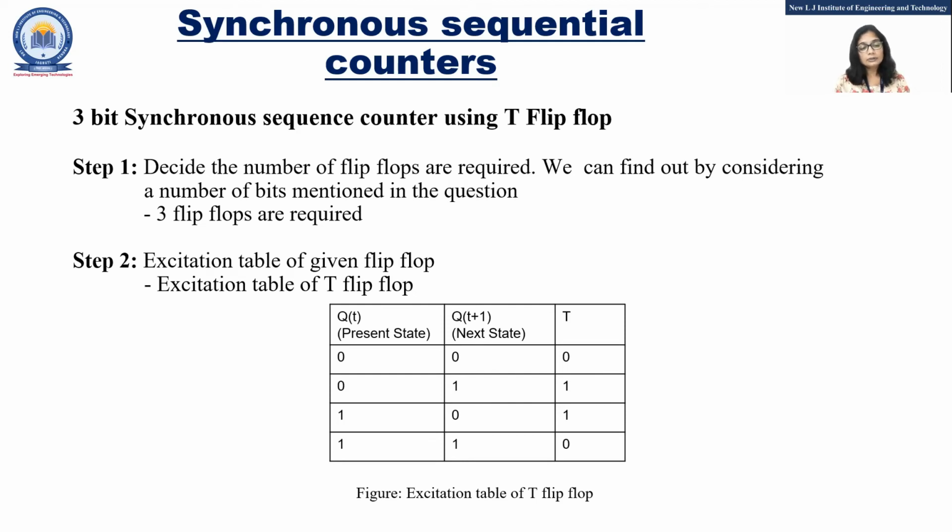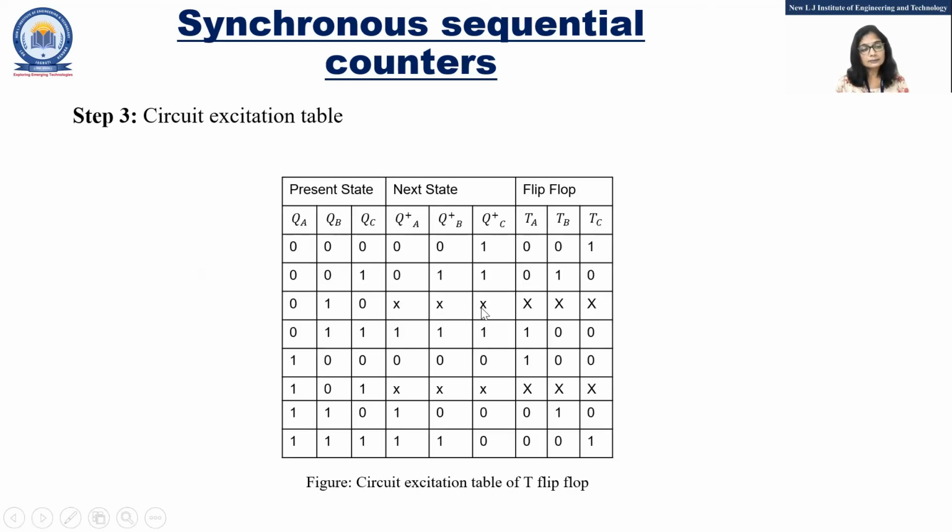Then in step number 2, we have to write the excitation table of the given flip-flop. Here T flip-flop is given. So we will write the excitation table of T flip-flop. Then step number 3, circuit excitation table. Here we are using 3 flip-flops. That's why present states have QA, QB, QC. Next state has QA plus, QB plus, QC plus. And what are the outputs? TA, TB, TC.